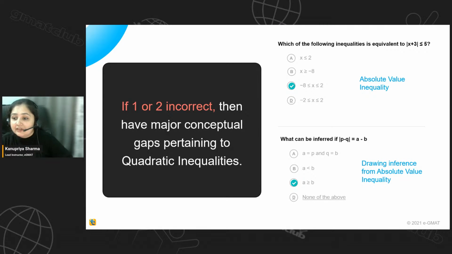There's no revision required. If there's anyone who got any of these answers incorrect, if you would like to share, we'll discuss the solutions as well. I'll discuss the solutions very quickly. Is there anyone who got any of these questions incorrect?